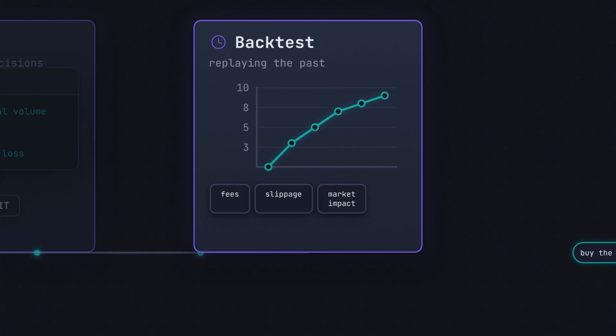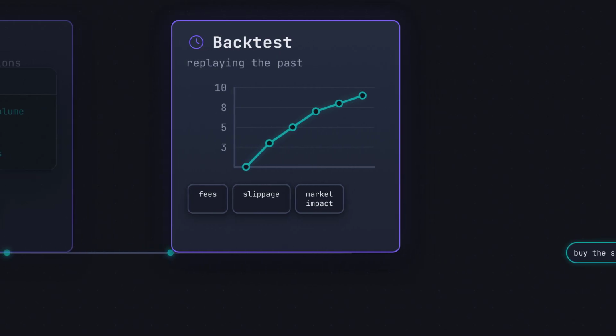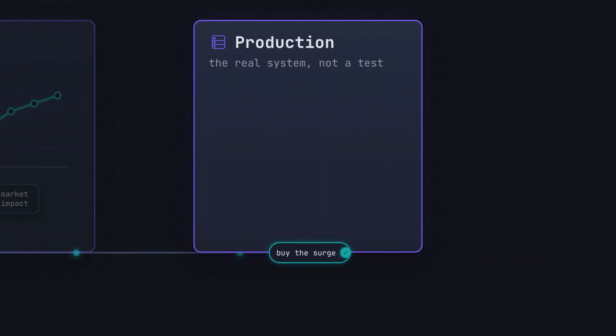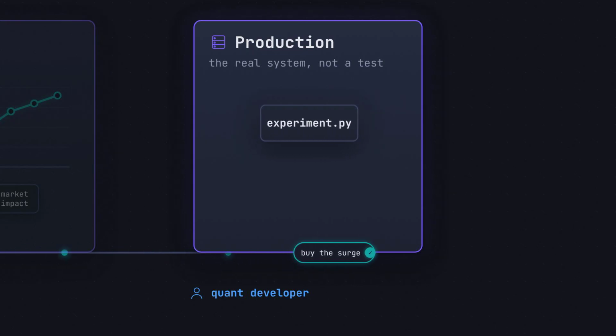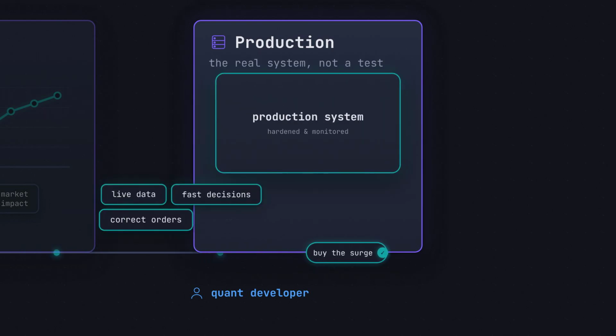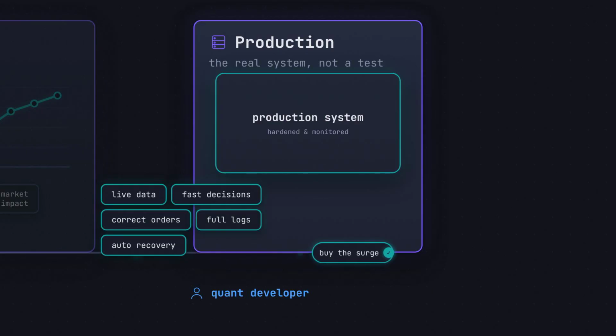There is still a gap between working on a laptop and safely running real money. This is where the quant developer becomes essential. The researcher's code was an experiment, good enough for testing an idea, not good enough to run all day, every day, with real money on the line. The live system must take in market data continuously, make decisions quickly, send the correct orders, record everything it does, and recover when something breaks. It cannot crash in the middle of a trade.